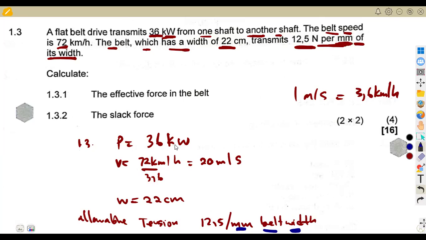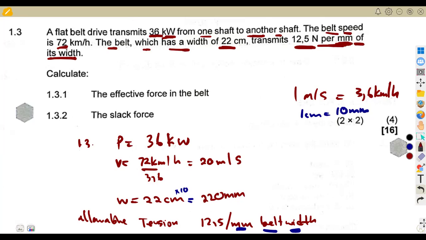Okay, what does it mean? It means it's affected per unit width in millimeters. So our width here is supposed to be written in millimeters, because it's per millimeter belt width. Remember, 1 centimeter is 10 millimeters. So you're just going to multiply by 10 here. That will be 220 millimeters. So you're going to have our width in millimeters.